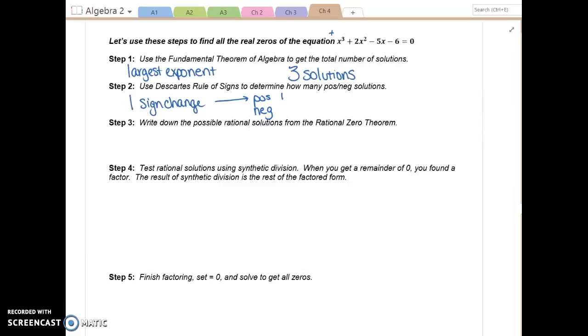Since there's one positive solution out of 3, that means 2 of the solutions are going to be negative. But anytime you're talking about 2 solutions, it's 2 or 0. Step 3, write down the possible rational solutions. This is where you take the factors of the constant term. In our case, our constant term is 6. So the factors are 1, 2, 3, and 6.